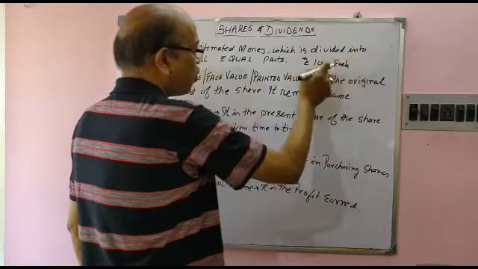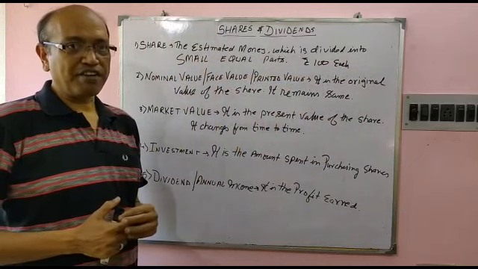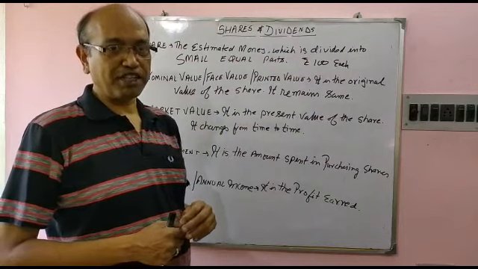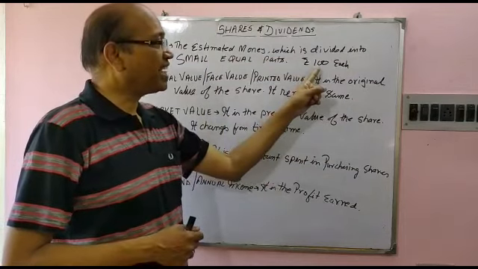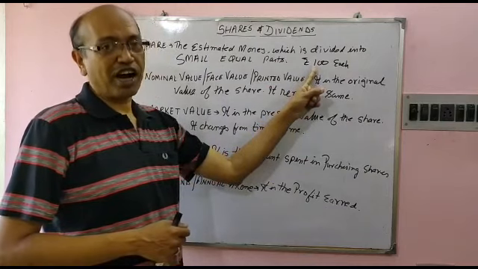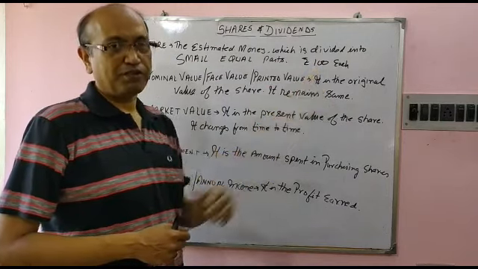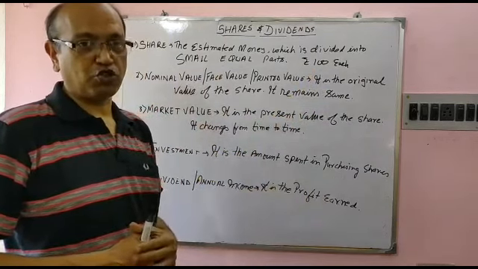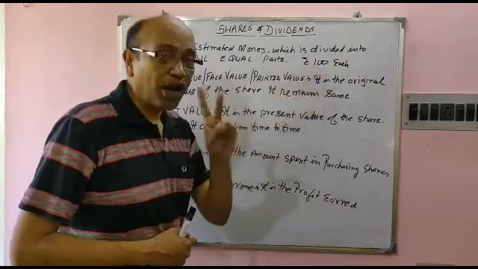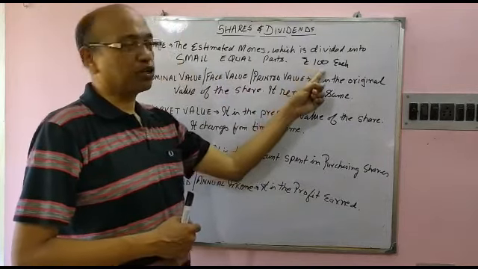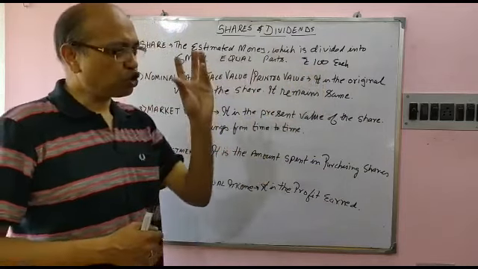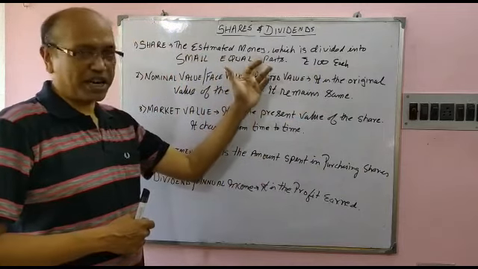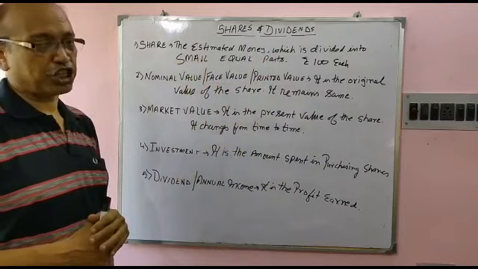Now suppose somebody wants to invest 1,000 rupees. He has to buy 10 such shares of 100 rupees. If somebody wants to invest 2,000 rupees, he has to buy 20 shares of 100 rupees each. So the equal and small part of the total estimated money is known as share.